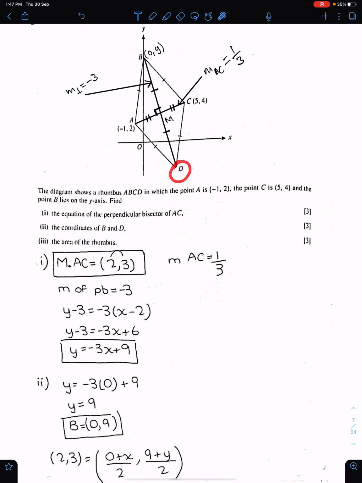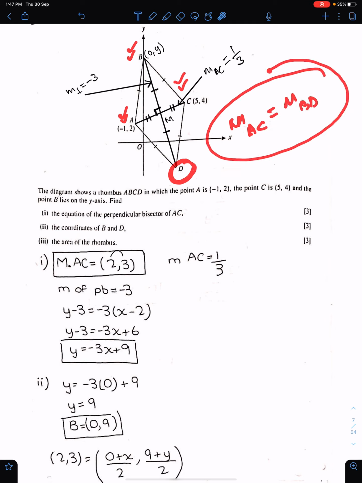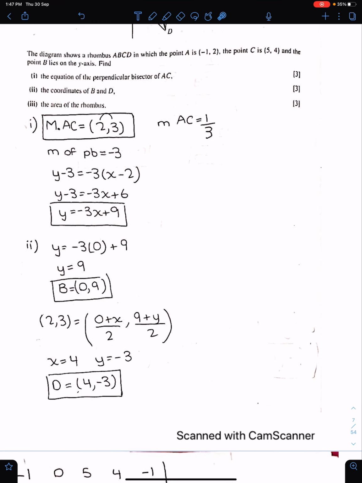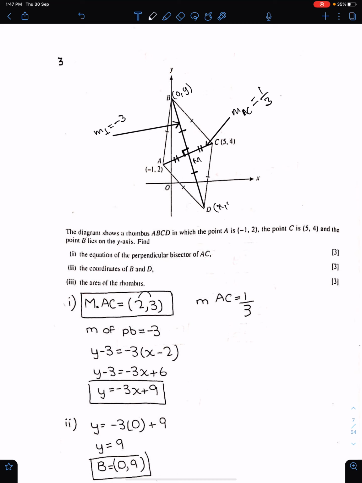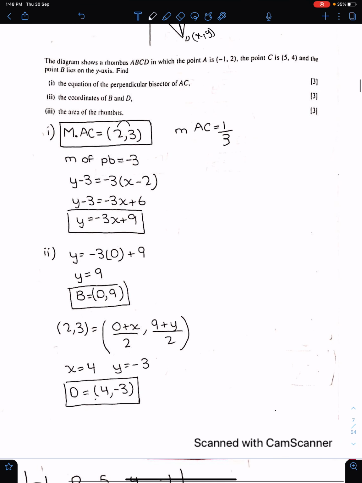Now we need the coordinates of D. Listen, we have discussed this in the first lecture of coordinate geometry, that if three vertices are known and one is unknown, always use this formula to get the coordinates of that point, because the midpoints of the diagonals are the same. So with the help of this formula, we can get the coordinates of D. We can assume the coordinates of D as x, y. So we use this formula here. Midpoint of AC is equal to midpoint of BD. This is the way to get the coordinates of D.